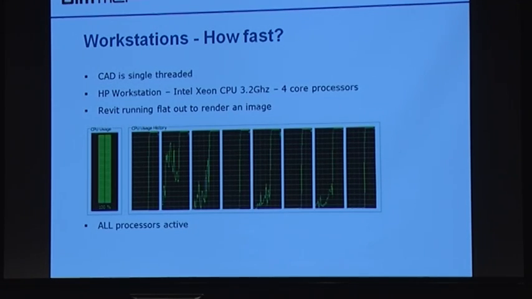This, on the other hand, is a workstation running, again using Revit, running flat out doing a render, and as you can see, it's using all the cores. Because from a render, I can take the image requirement, divide it by 8 and pass it off to 8 processors. But I can't do that with CAD.